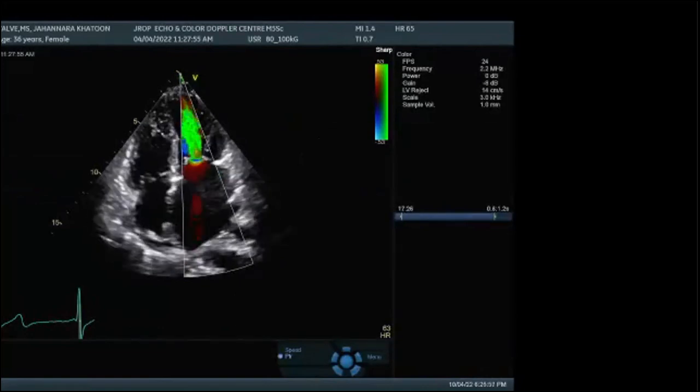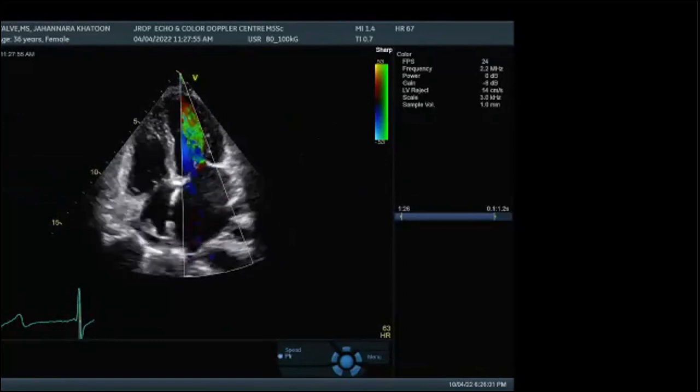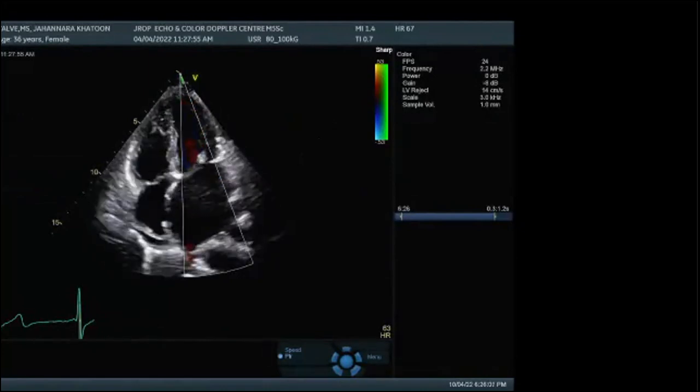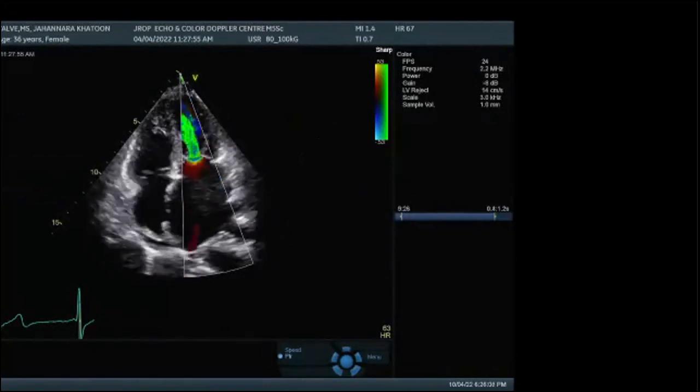Any doubt? Tamogana Das? No, sir. It's clear. Very clear? Yes, sir. And you can see MR also very clear. Can you see MR? Yes, sir. So I'm going to freeze my image.